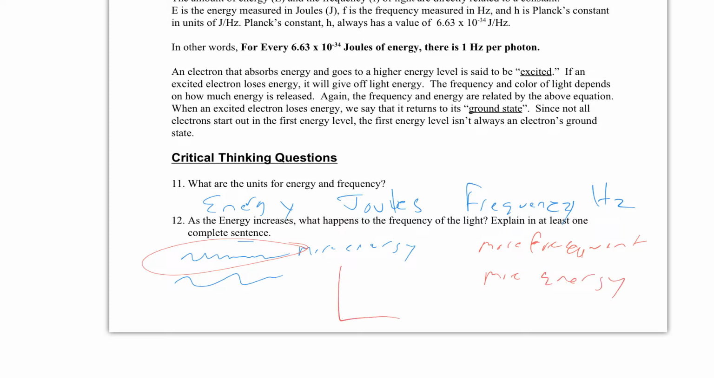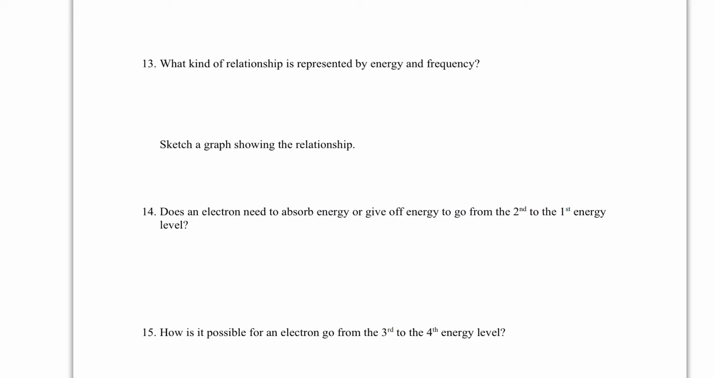So the graph would look like that. And of course, on the last page, this is a direct relationship. As your steps became more frequent, you used more energy. So that looks like a direct relationship.